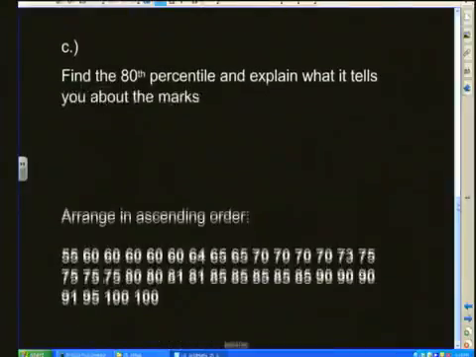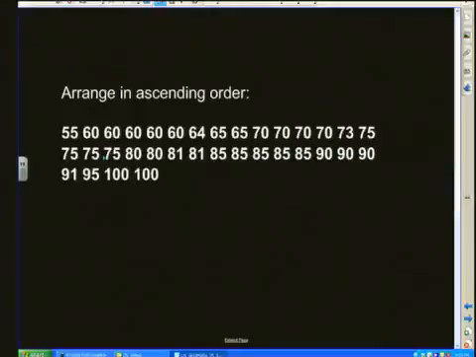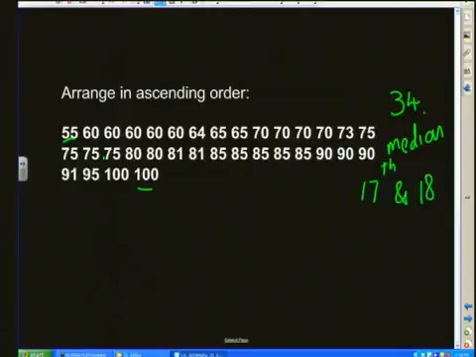Okay, so we've already arranged the data in ascending order, from the lowest mark, which is 55, to your highest mark, which was 100. When we're looking for the median, remember it's the value that's in the centermost position. So we know that we're dealing with 34, which is an even number, 34 marks. So therefore, our median will be in the position between the 17th and 18th values. How did I get that? Well, 34 is an even number. If I take 34 and divide it by 2, I get 17.